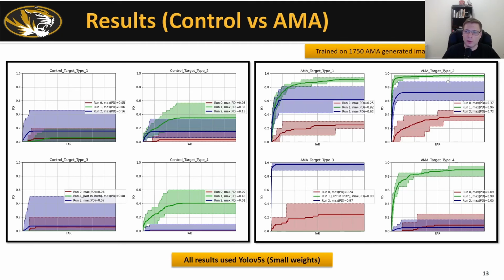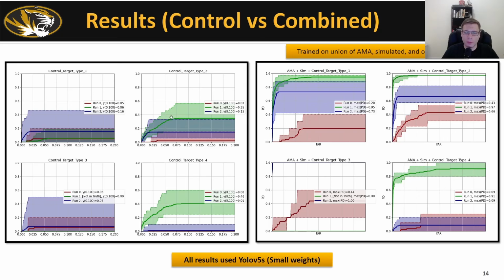And then on target type 2, we're also starting to see that we're doing pretty well. Target type 3, we've seen a slight drop over the simulated, but we're starting to get even some of the detections in run 0. And on type 4 here, we have really great improvement on run 1 for this target type.